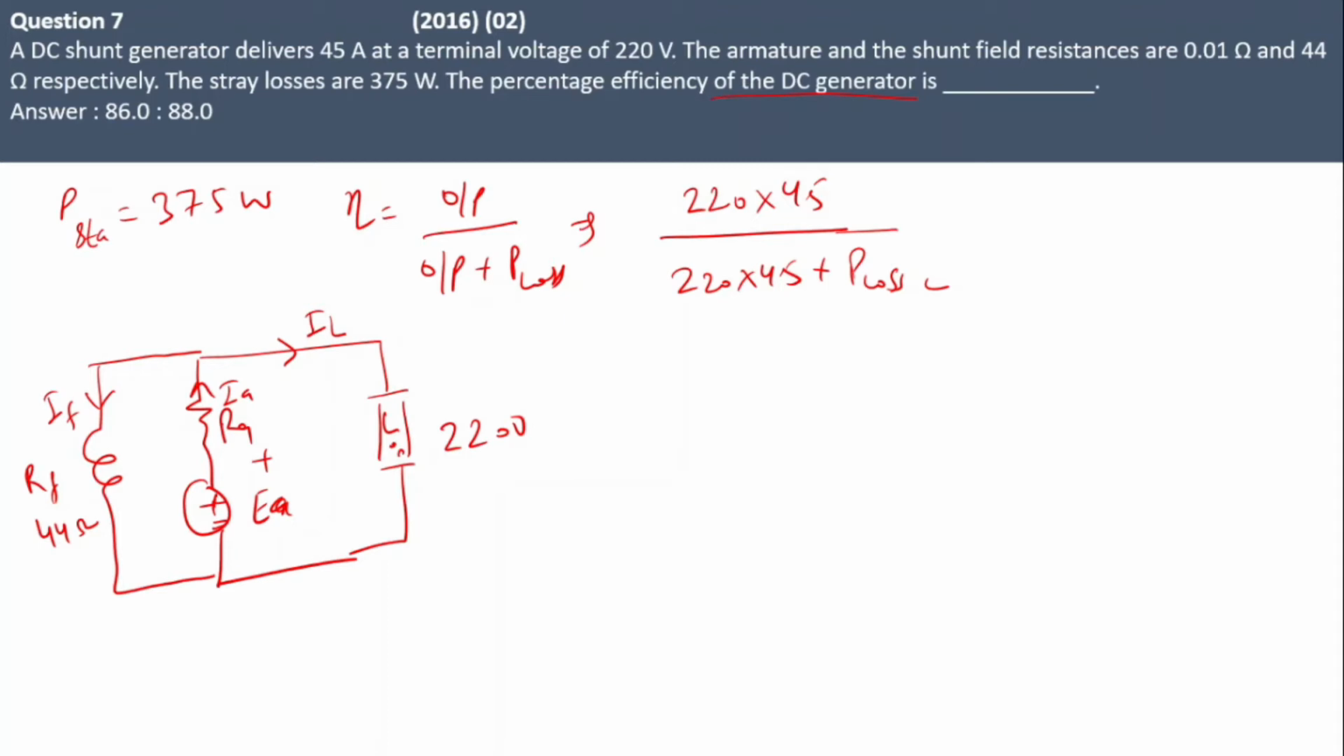So directly this is 45, and what about this? This is 220 divided by 44. How much is this field current? V by R. So this is basically 5 amps. This is 45 plus 5, this is 50, because Ia equal to IL plus IF. So find out the copper losses. Copper loss will be in the armature winding and field winding. So I square Ra, where I is 50, square into Ra 0.01, plus I square Ra, 5 square into Ra, how much? 44.